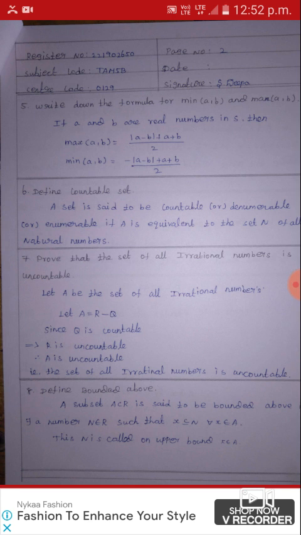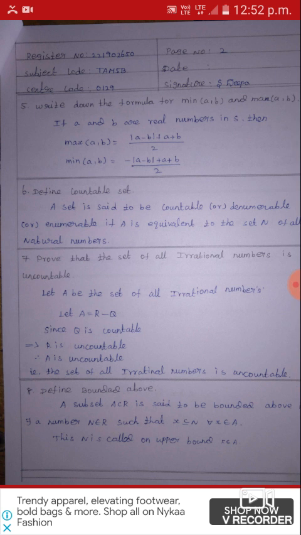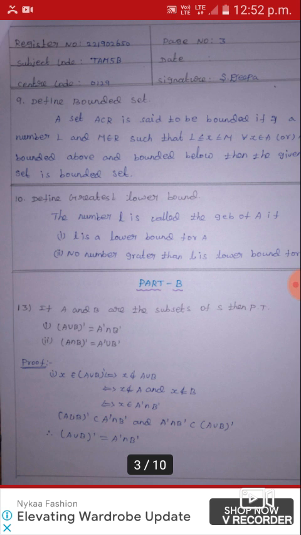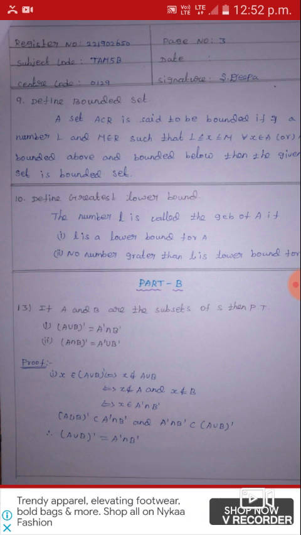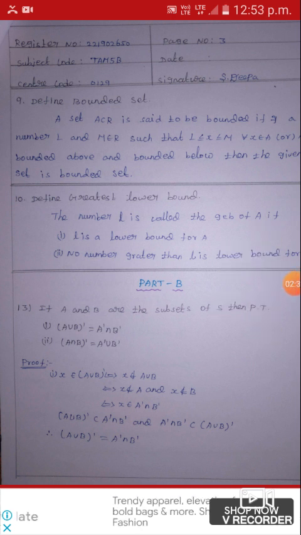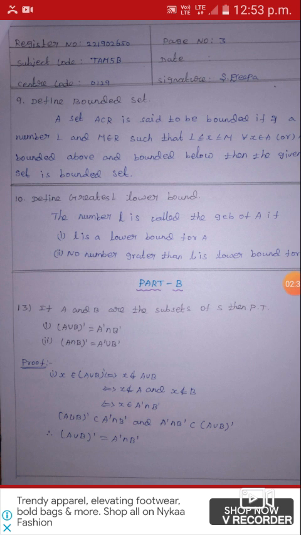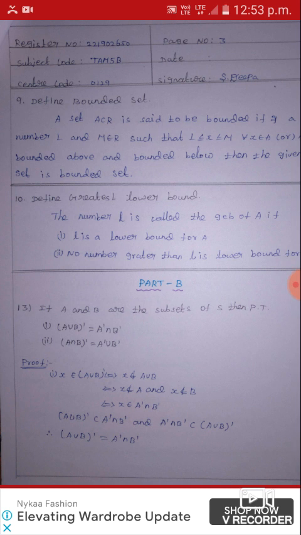Define bounded above. A subset A of R is said to be bounded above if there exists a number n belonging to R such that x is less than or equal to n for all x in A. Then n is called an upper bound of A. Define bounded set. A bounded set means for a set there is a lower limit L and an upper limit n. Define greatest lower bound. The number L is called the GLB of A if L is a lower bound of A and no number greater than L is a lower bound of A.